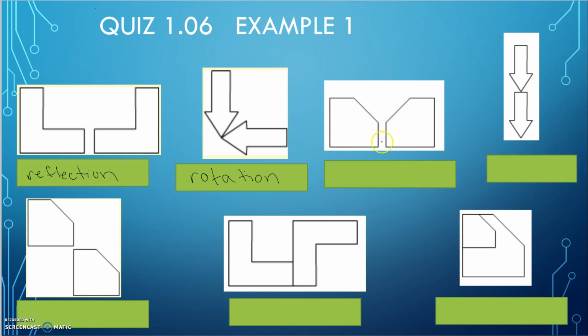Again, we have these two images that look like they're looking at each other in a reflection. So this is a reflection. These two arrows, the top one was slid down on top of the bottom one, or the bottom one was slid up. A slide is a translation.